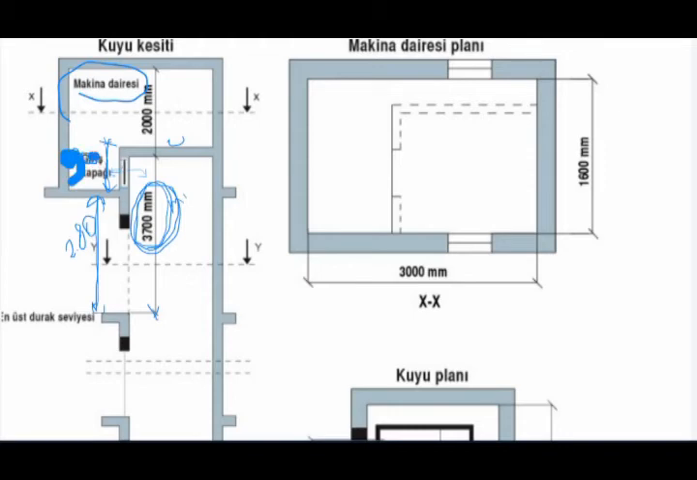I didn't understand actually. It depends on the height of here. Burası önemli değil. Eğer burası 2.80 olsa bura 90 olması lazım. If here is 2.80, here should be 90. I mean from here to here.